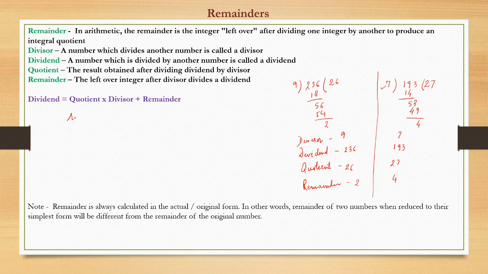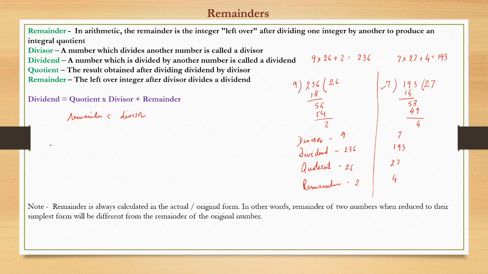So what we can know is that the remainder will always be less than the divisor. And another relation we can see is that 9 into 26 plus the remainder 2 is nothing but 236. You can do the calculation here. Similarly here, 7 into 27 plus the remainder 4 is nothing but 193.